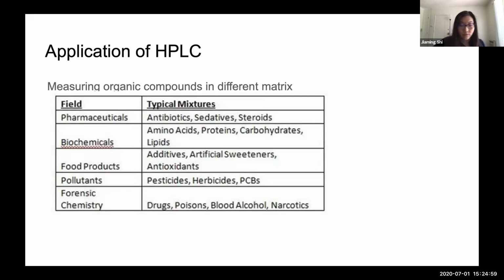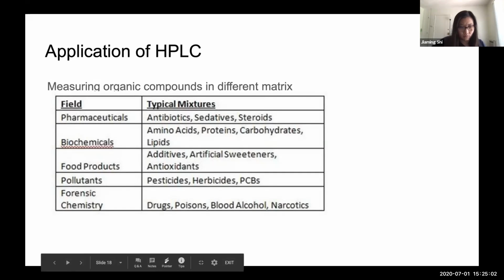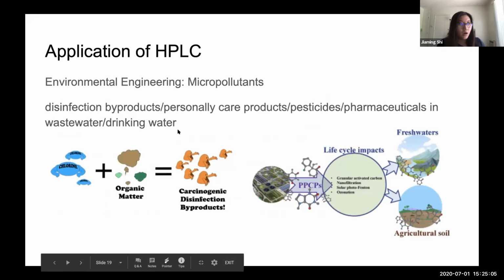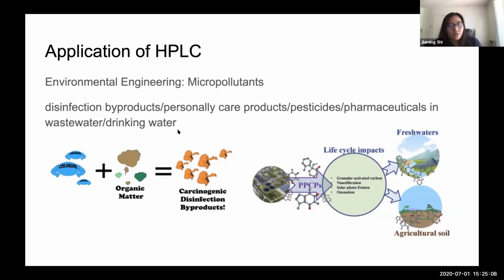So in my area of research, which is environmental engineering, we use HPLC to look at micropollutants. Micropollutants can be defined as the anthropogenic chemicals that occur in the aquatic environment well above a natural background level due to human activity, but the concentration still remains at a trace level, which is very small. For example, micropollutants include disinfection byproducts, personal care products, pesticides, pharmaceutical compounds in wastewater and in drinking water.